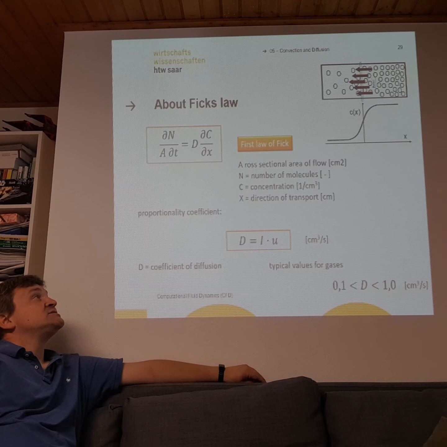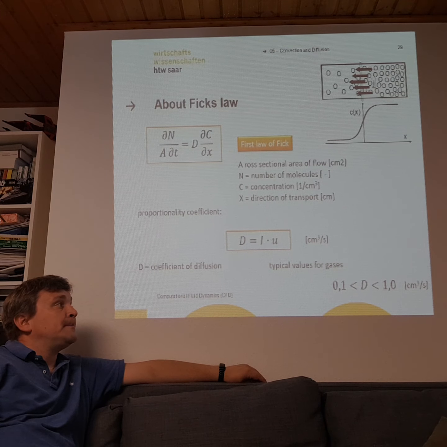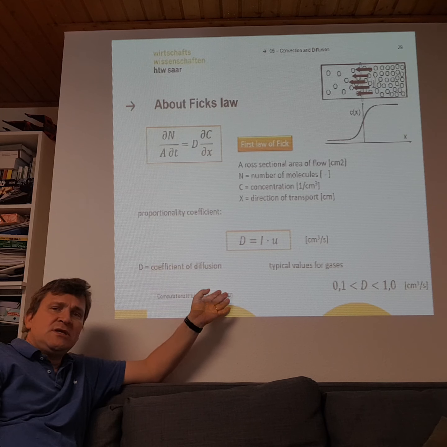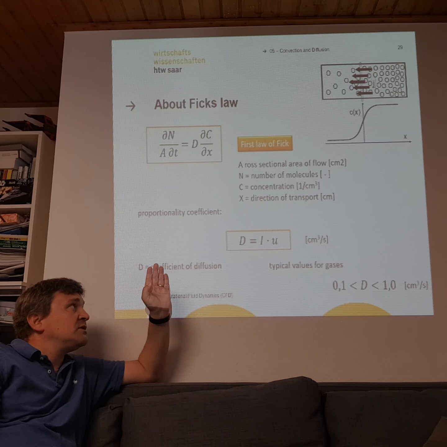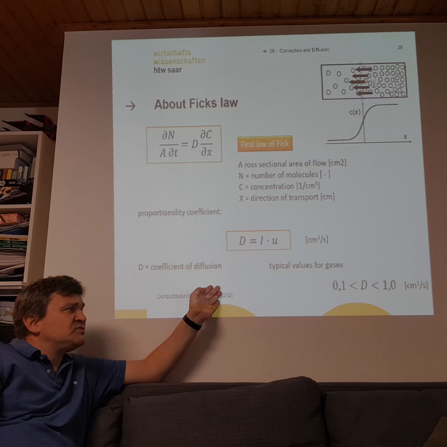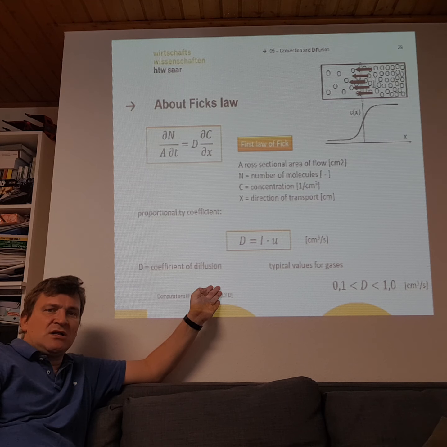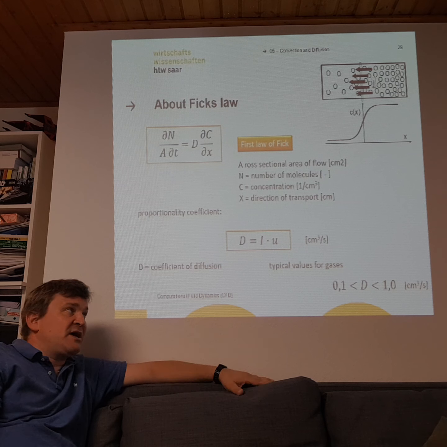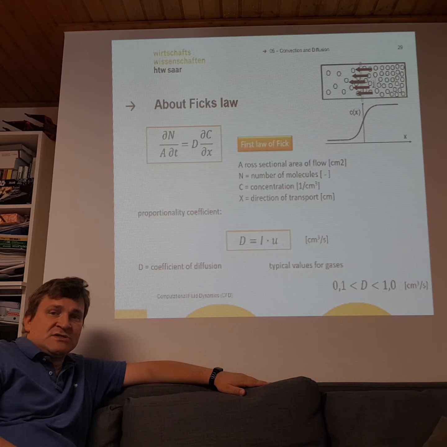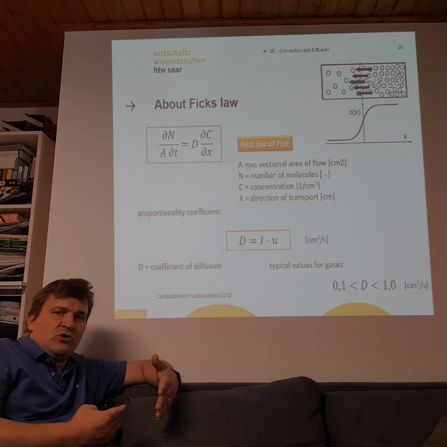Okay. Here's again some description, but we don't really need it here. Fick's law, you will only need if you want to check your CFX results on a sheet of paper with a pencil, but more or less the description with the Navier-Stokes equation is much more reliable.